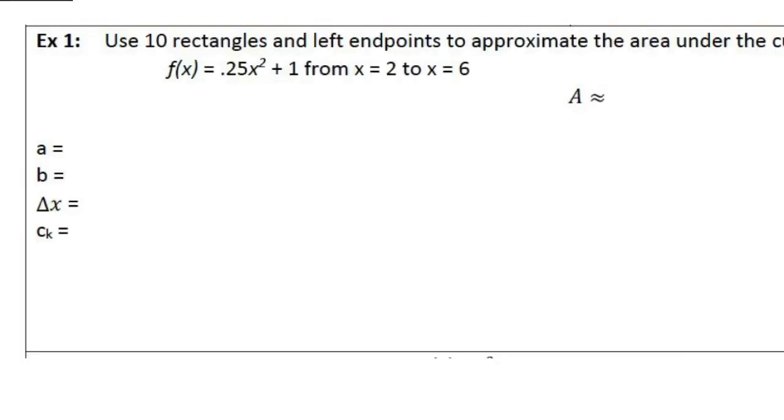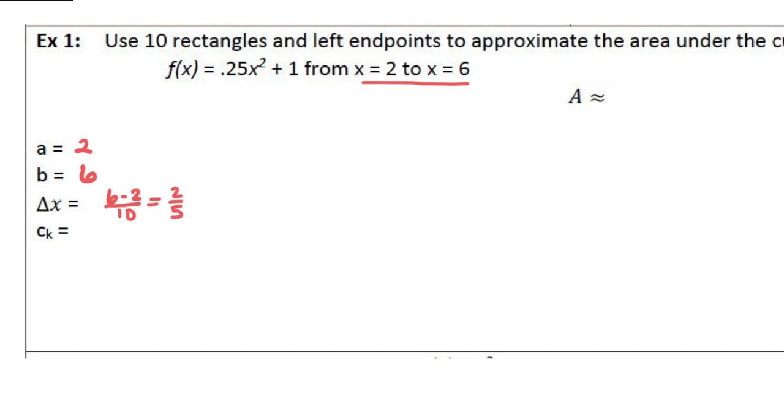For our first example, we want 10 rectangles and left endpoints to approximate the area under a curve. So given that x equals 2 and x equals 6, we're going to let a be 2 and b be 6. For your delta x, we're going to use the same length for all of them. It's going to be 6 minus 2 divided by 10, which is, of course, 2 over 5.